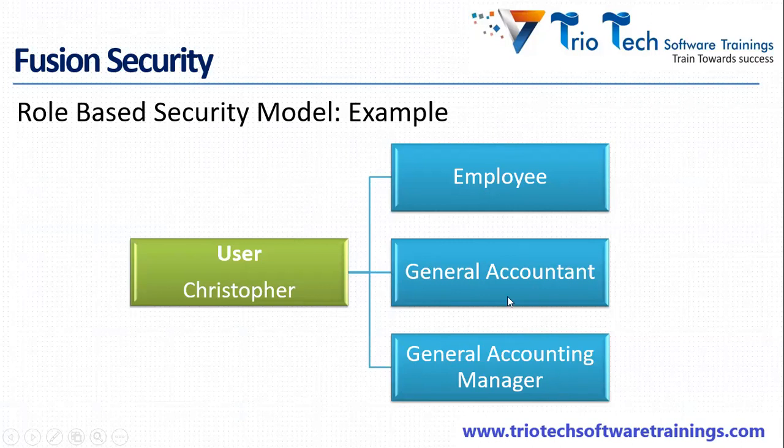Why are these separate? Because a general accountant will be a junior role. Basically, he will be tasked with creating journal entries, posting journal entries, and all those things. Now, why is there a separate role for the general accounting manager? Because there are many functions that a manager has to do, which a general accountant, a junior or a subordinate, should not have access to.